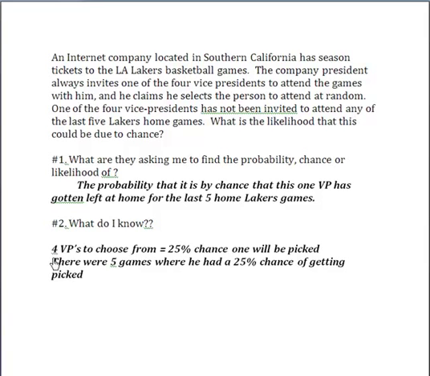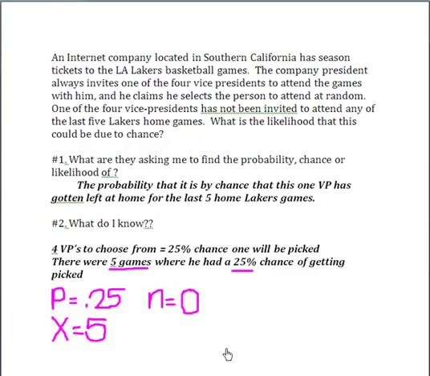All right, so this is what I know. Now I know that with four vice presidents to choose from, there's a 25% chance that any one individual will get picked. Hopefully that makes sense. If there are four people that can be chosen, 25% chance that any one individual is going to be picked. And there were five games where he had a chance of getting picked to go. So what we really end up with is the probability of success, or P, is 0.25. Right? And when we look at X, we're looking at the number of trials, and the number of trials was 5. And we want to see, what is the probability that the number of times he got picked is equal to 0.